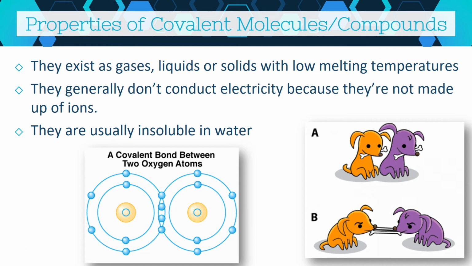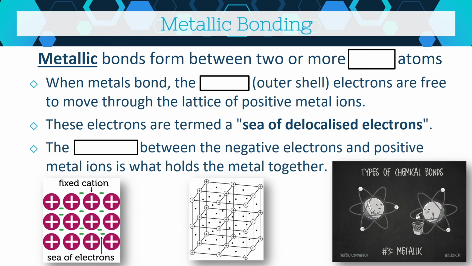Alright, so I've got a couple more diagrams down. They're just trying to reinforce that idea that in covalent bonding, the valence electrons are being shared between the two atoms. Alrighty, and last type of bonding is metallic bonding. Metallic bonding is the really obvious one. What kind of bond would form between metals? Well, metallic bonds form between two or more metal atoms.